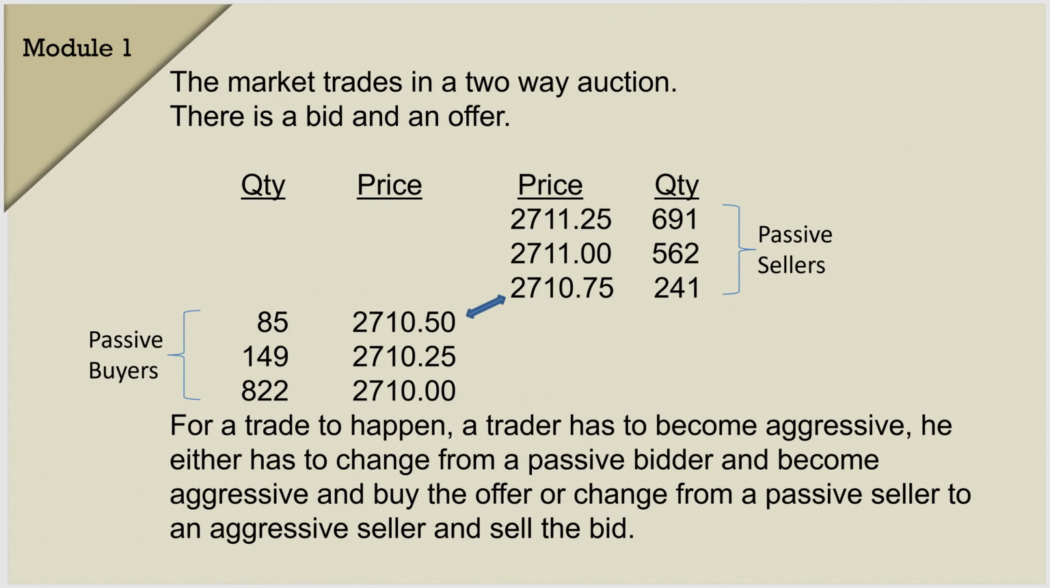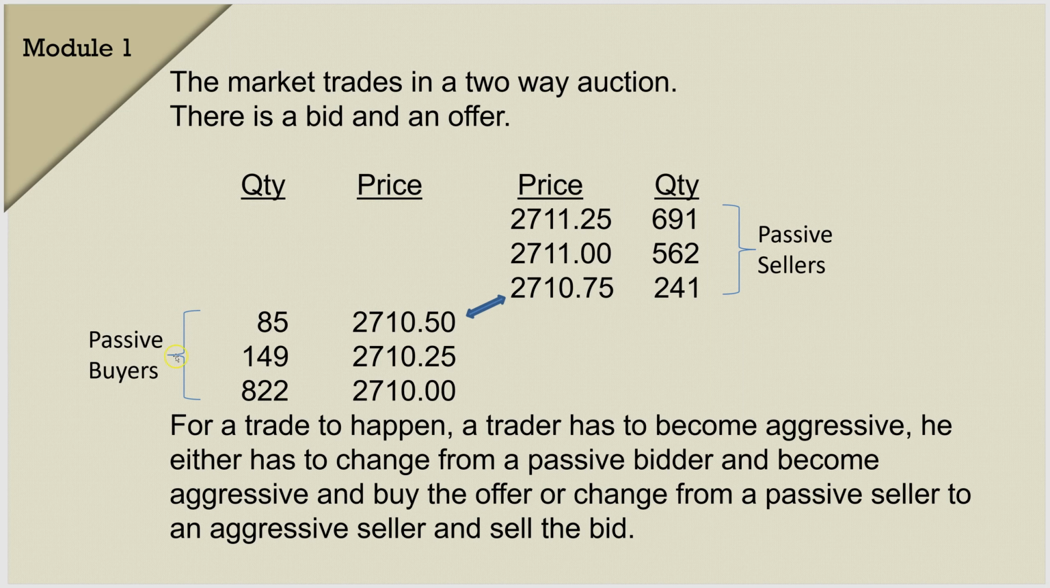So the market's trading in a two-way auction. There's a bid, there's an offer. So as you can see here, it's 27.10.5 bid at 27.10 3/4. 241 on the offer. There's 85 on the bid. Below the bid, there's 149 lots bid at 27.10 1/4. There's 822 bid at 27.10. On the offer side, there's 562 at 11, 691 at 27.11 1/4.